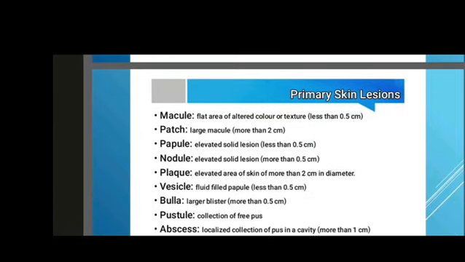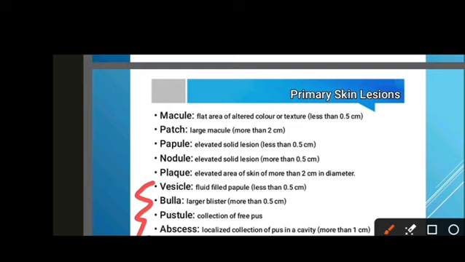The other group is vesicle, bulla, pustule, and abscess. A vesicle is a fluid-filled papule. It is a papule, but it is filled with fluid, the same size as a papule, 0.5 centimeter. A vesicle is a small blister, while a bulla is a large blister, and it is more than 0.5 centimeter in diameter.